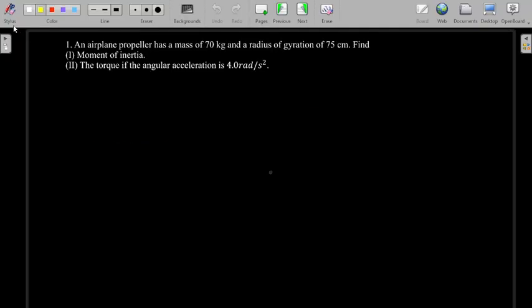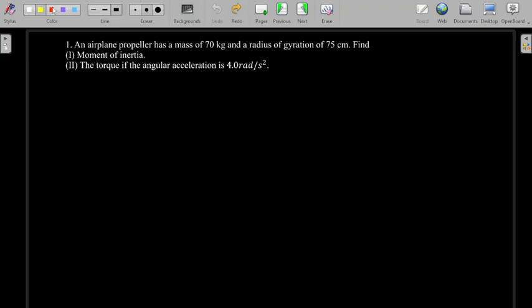So our first question says an airplane propeller has a mass of 60 kg and a radius of gyration of 75 centimeters. Part 1: find the moment of inertia. Part 2: find the torque if the angular acceleration is 4.0 rad per second squared. So first we need to collect our data.